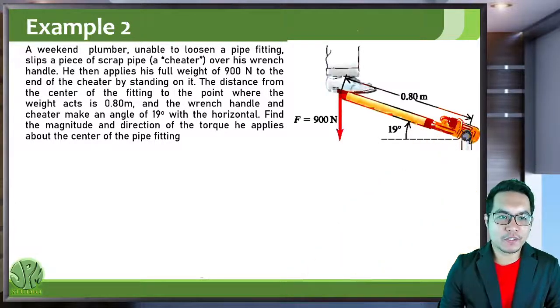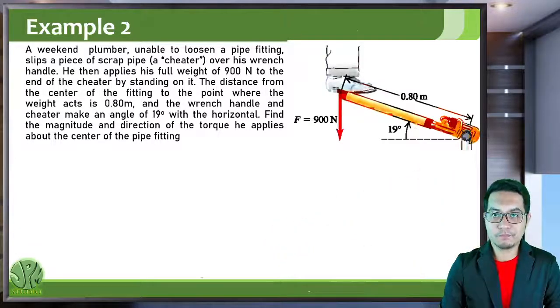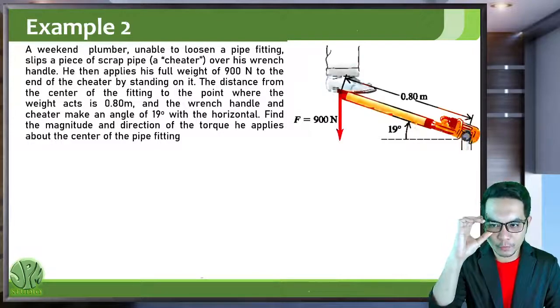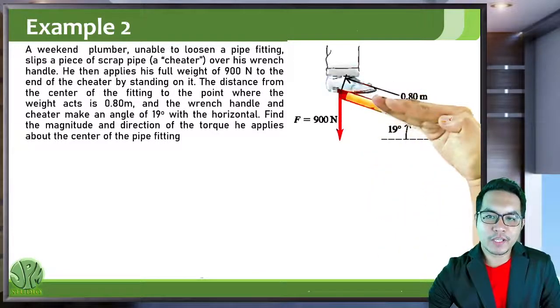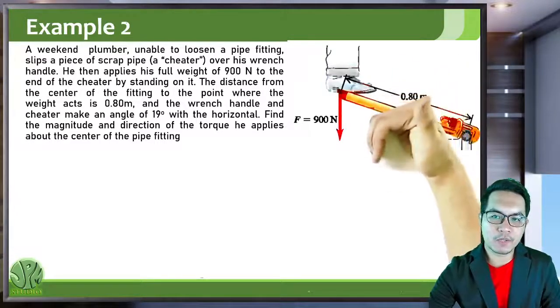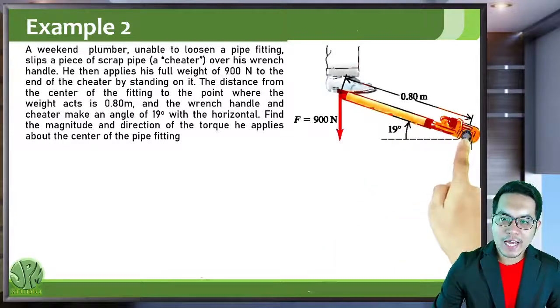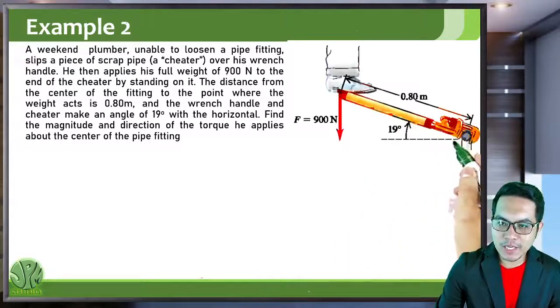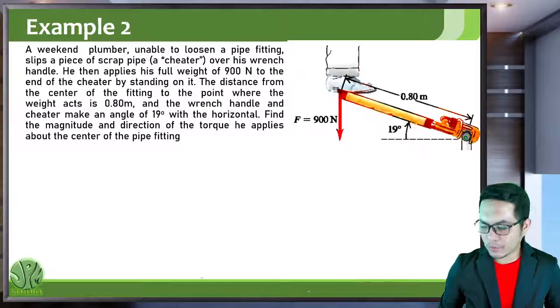So this is the picture. Find the magnitude and direction of the torque he applies about the center of the pipe fitting. Okay, the direction of the torque is easily obtained. The tendency to rotate here is in this direction, so the rotation is counterclockwise. Therefore, the torque at this point, at the axis of rotation, is out of the page. So we already know the direction.